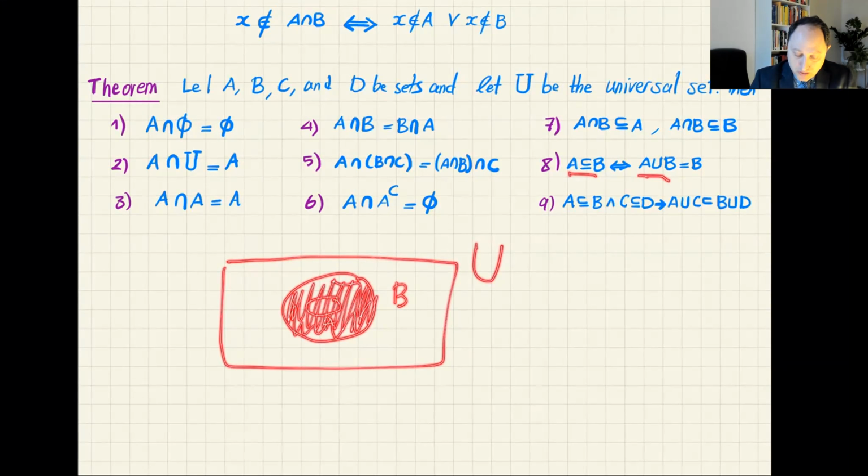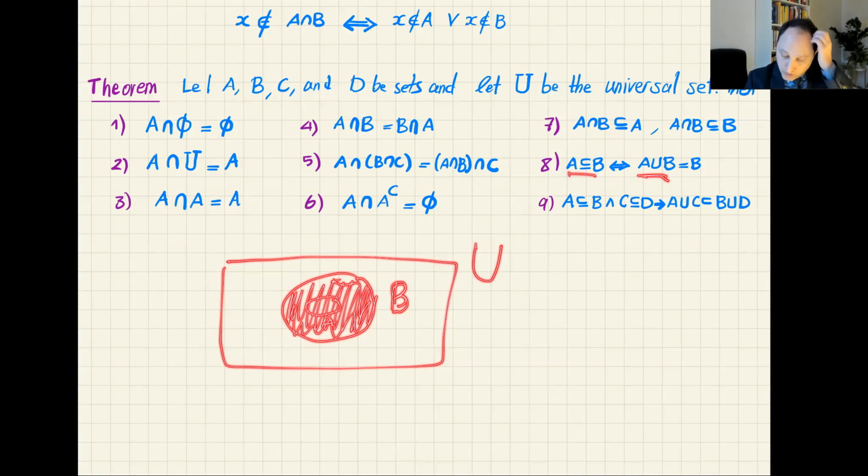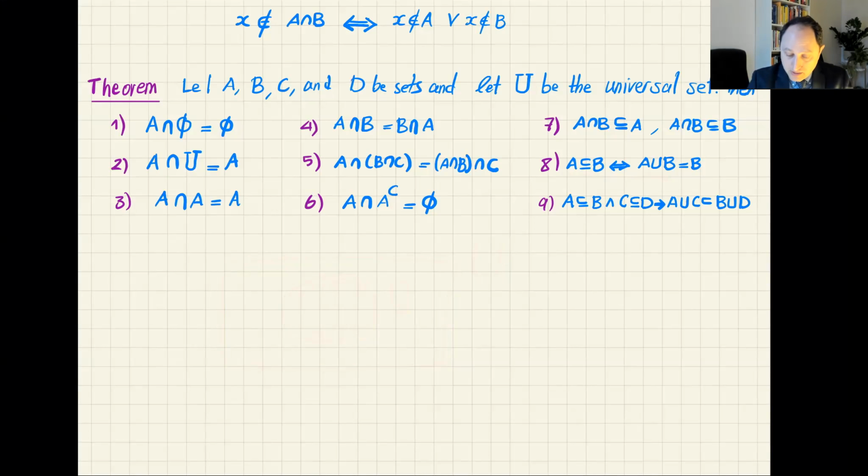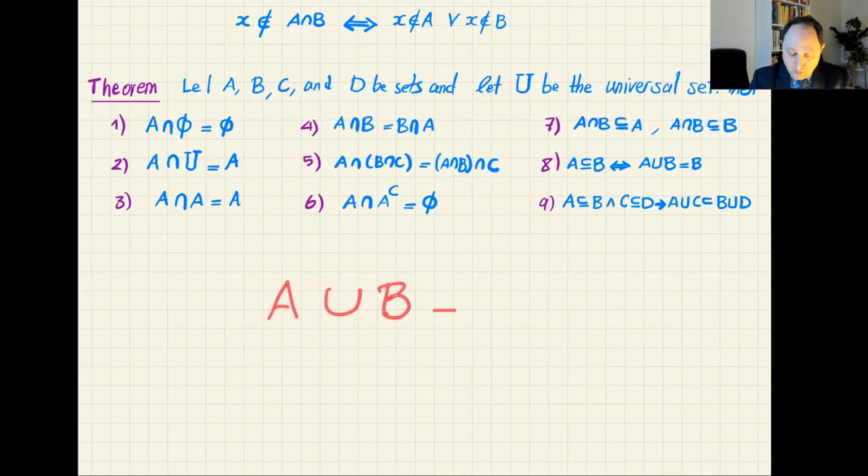But all these points is the bigger set B itself. So this means that if a set is a subset of another set, then the union of these two sets becomes the bigger set. But the good point, which we have proven, is that the other way around is also correct. If someone tells me that the union of two sets becomes one of these sets, for example B, then I can immediately conclude that the other set A is a subset of this set.